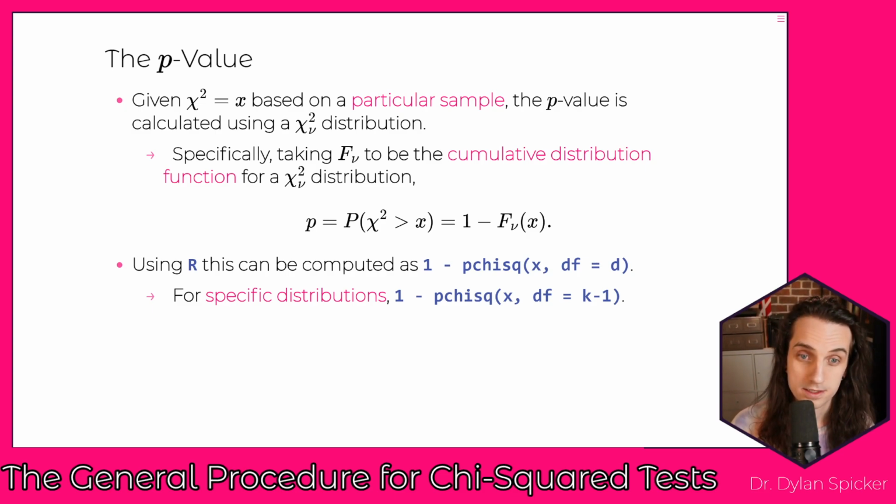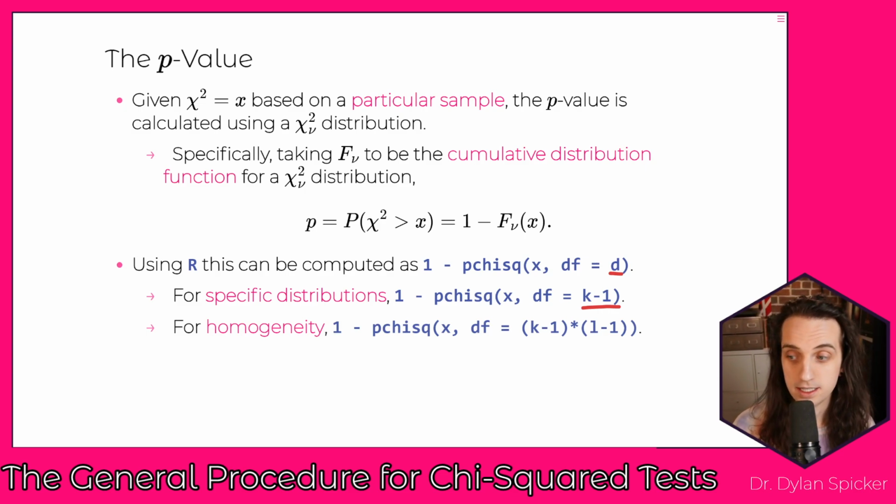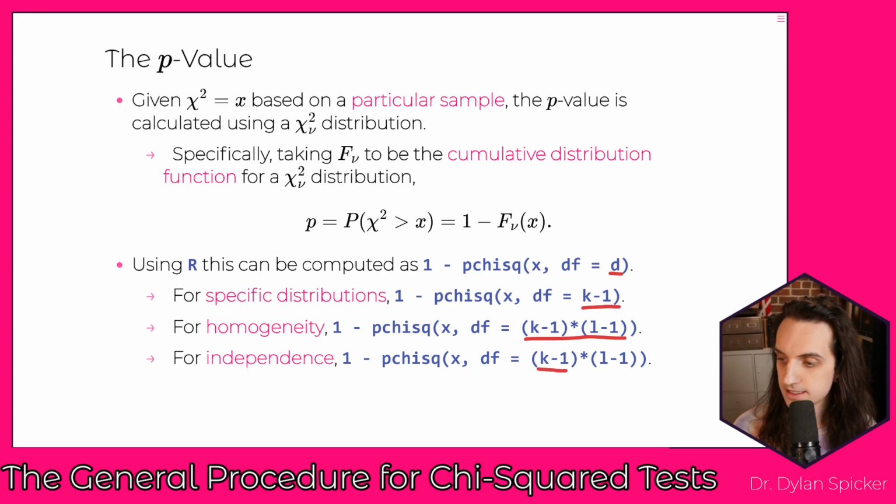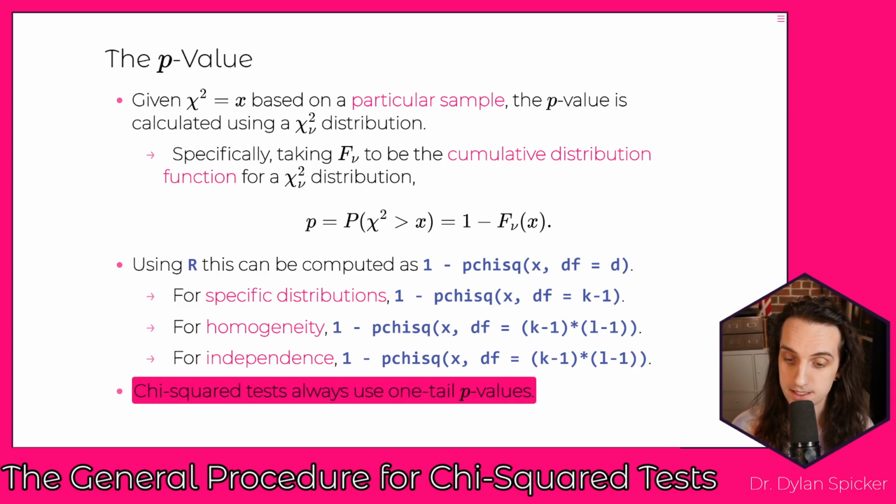Now, for specific distributions, the number of degrees of freedom is going to be k minus 1, and so we get that there. If we're instead looking at homogeneity, the number of degrees of freedom is going to be k minus 1 times L minus 1, and so we're looking at that specific version there. And then for independence, we're looking at k minus 1 times L minus 1 as well, right? And so we get those specific calls for the specific assumptions here.